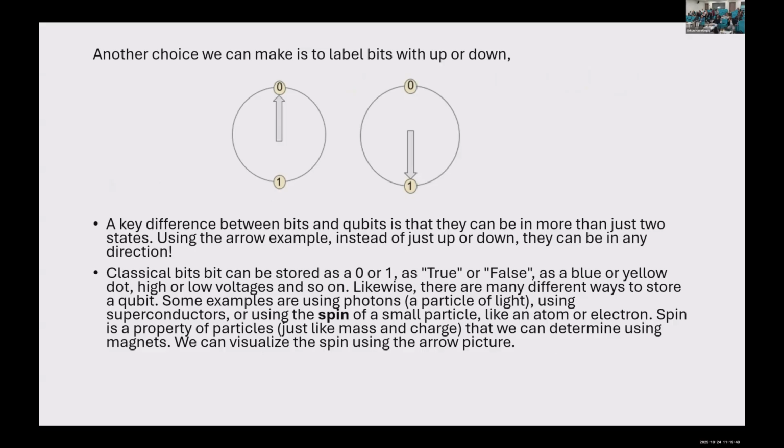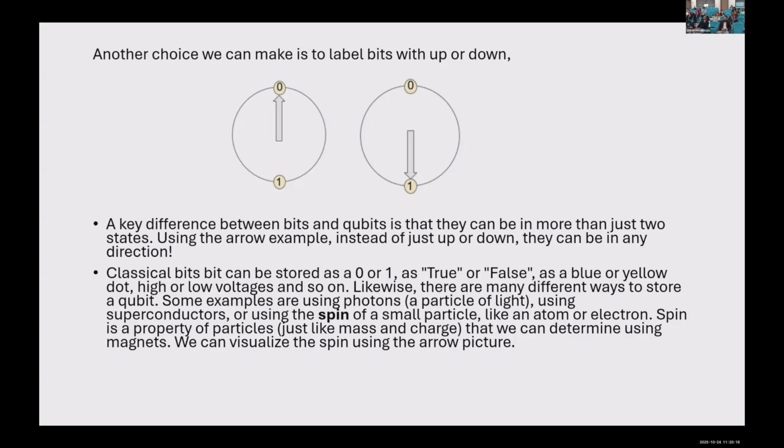Are you familiar with this picture? How many of you are? One person, 2, 3. A key difference between bits and qubits is that they can be in more than just two states. Using the arrow example, instead of just up or down, qubits can be in any direction. This is the power, right? This is the power.